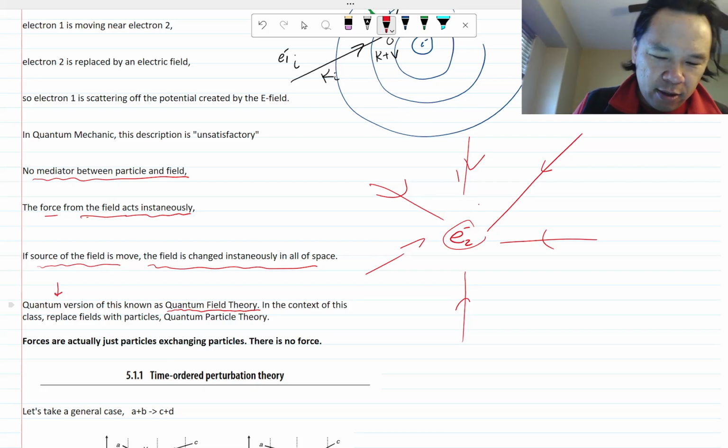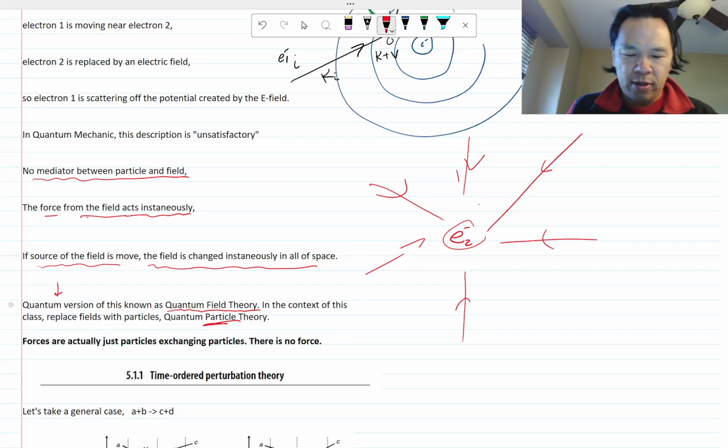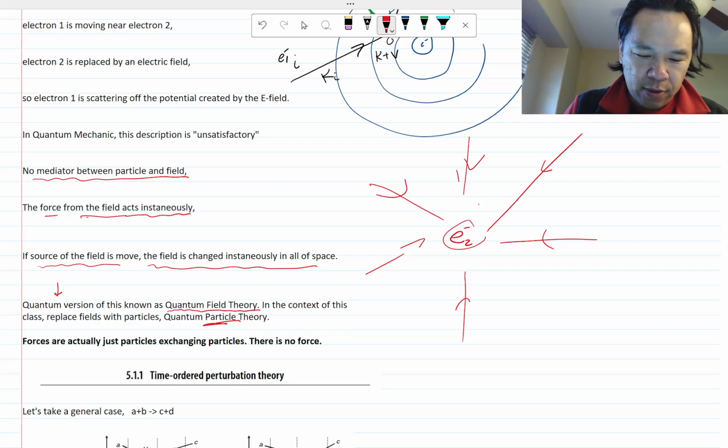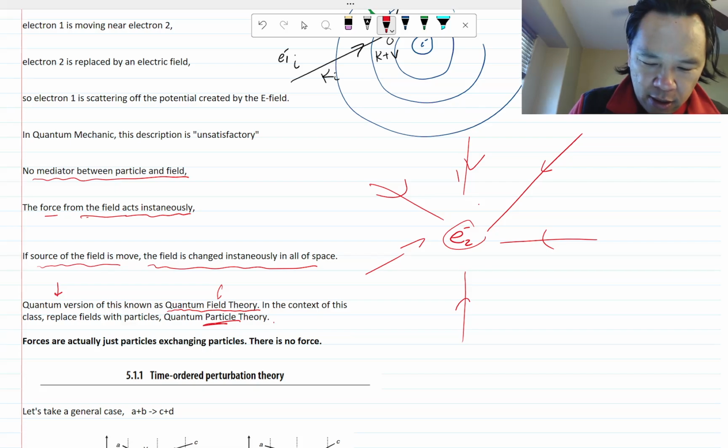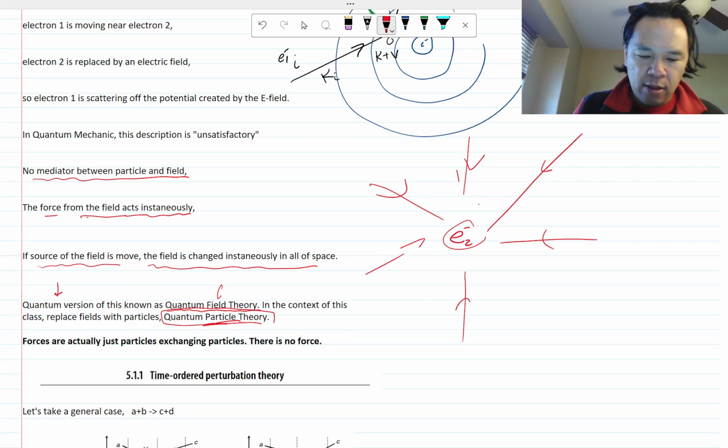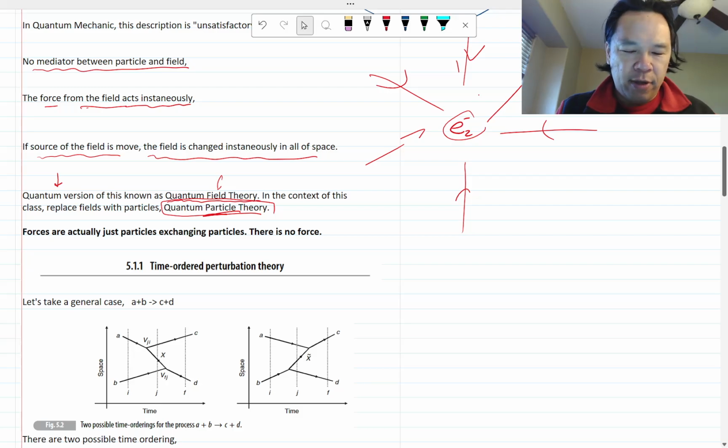In fact, in this context, we should think about this as more like quantum particle theory instead, because we're not really going to deal with the fields that describe these particles. So the name field is not exactly like electric field, but I don't want to dive too deep into it. But yes, the field could be thought of as the more fundamental thing than the particle. But in this class, so far we're going to be doing quantum particle theory.